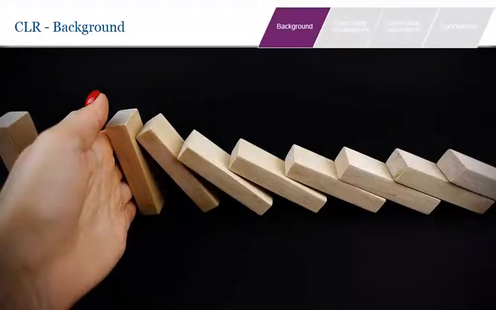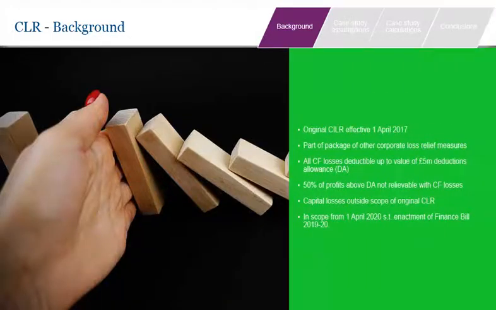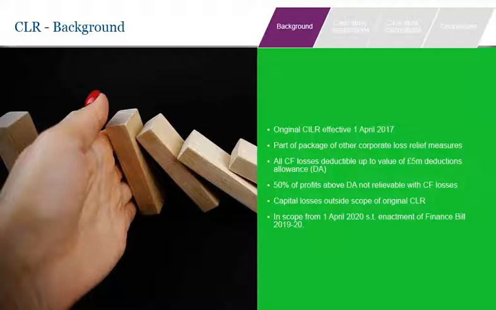The original CILR, often referred to as the Corporate Income Loss Restriction, was effective from 1st April 2017. It was introduced as part of a package of corporate loss relief measures. The other measures generally increase the flexibility with which carried forward losses can be used. The CILR, in contrast, reduces the amount of carry-forward losses that can be relieved in later periods in certain circumstances.